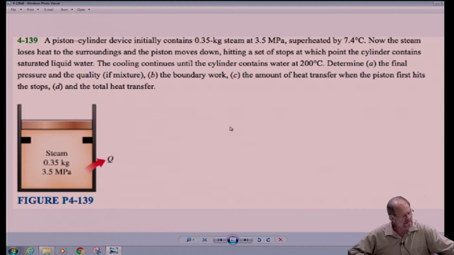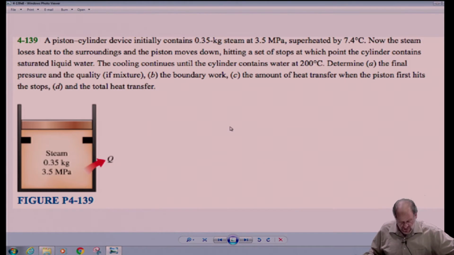By the way, that's not the temperature. That's the number of degrees above the saturation temperature. When it tells you superheated by a certain number of degrees, that's the temperature above the saturation. So we know we can go into the steam tables at any pressure and find the corresponding saturation temperature. The temperature initially is 7.4 degrees higher than that. So make sure you're aware of that.